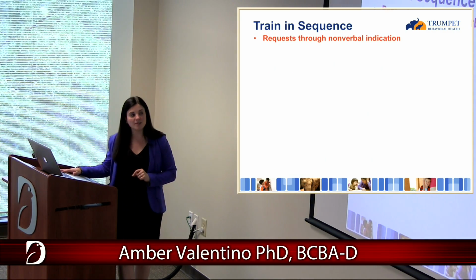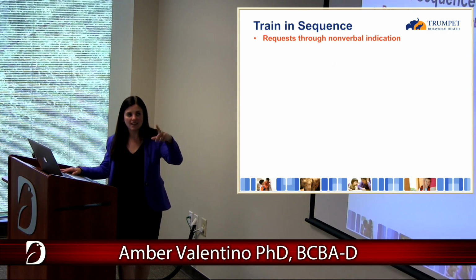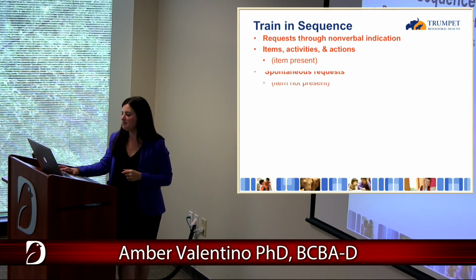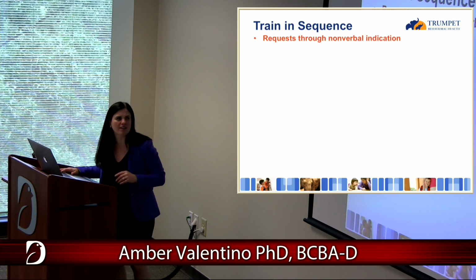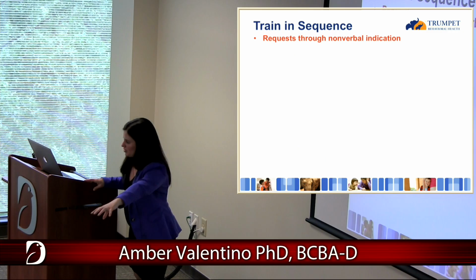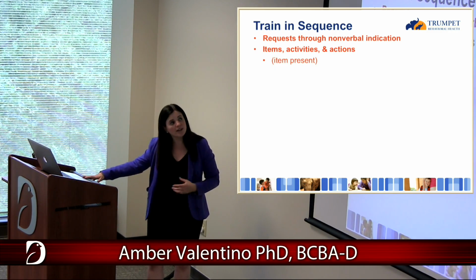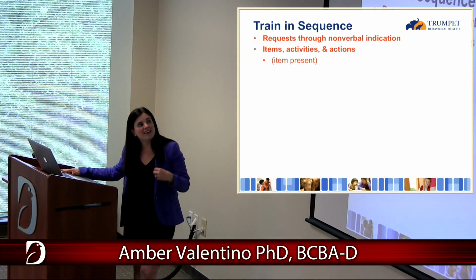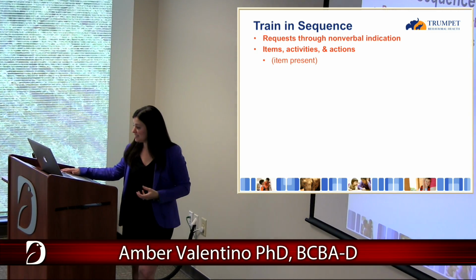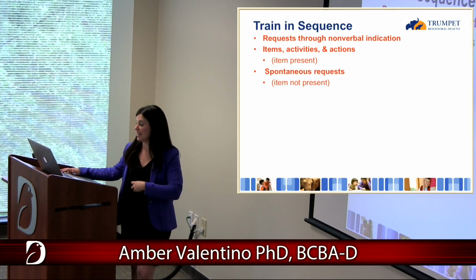I think this is really important, and again, sometimes you'll see these things switched quite a bit. So for example, let me go through the list. I'll give you some examples, but generally this is a sequence. It could vary a little bit, but usually you'll start to see requests through some nonverbal indications. So I'm gesturing for that item, or maybe even pointing to that item. Next, you'll want to see Mands that are happening for items, activities, and actions with the item present. And then you go into what we call spontaneous Mands or requests, where the item's not present.